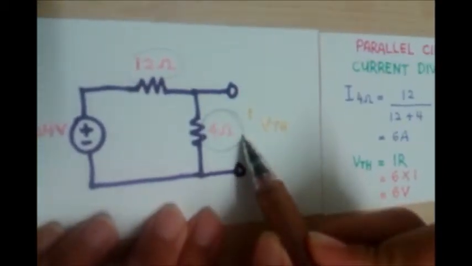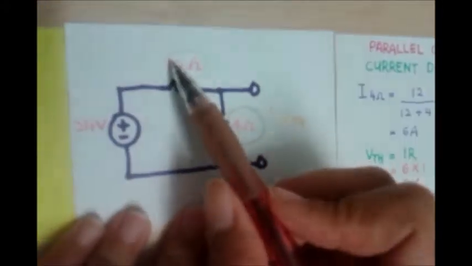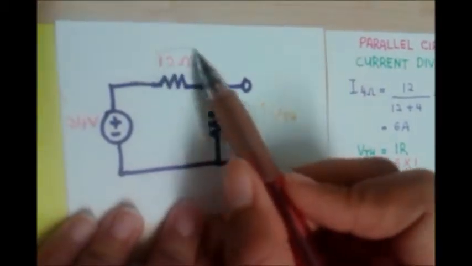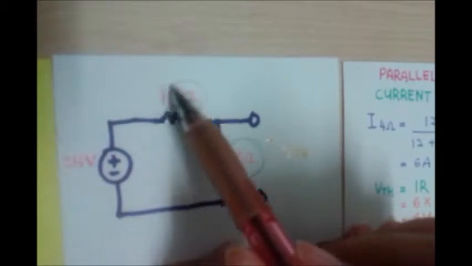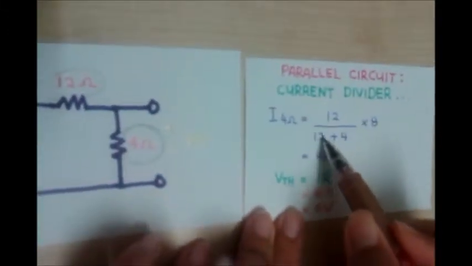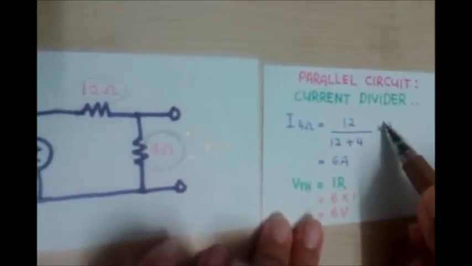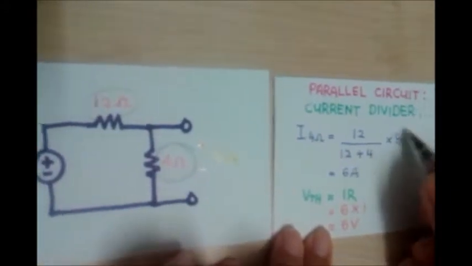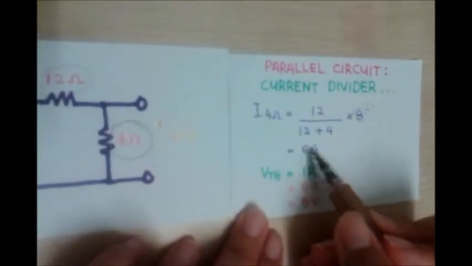For the circuit, we can use the current divider to calculate the I flowing through the 4 ohm resistor, which is the 4 ohm resistor and 12 ohm resistor in the parallel circuit. So we can use the current divider, where we take the value of 12 ohm over 12 plus 4, times 8, which we get from the I total that we calculated. So the answer will be 6 amp.